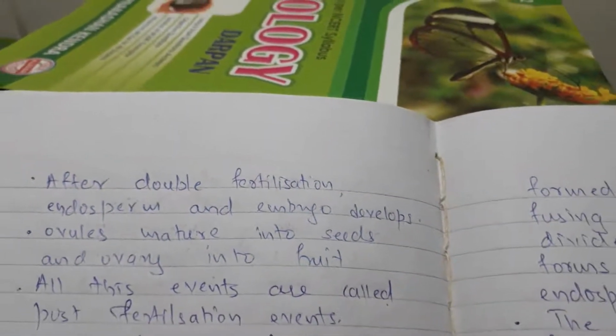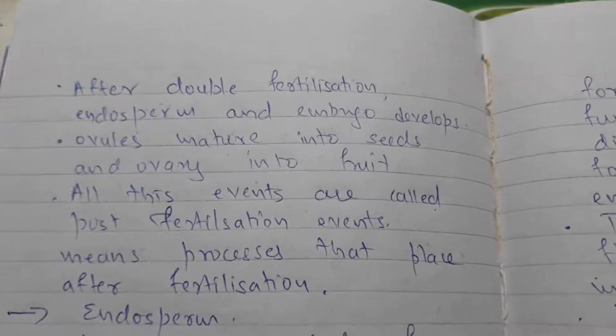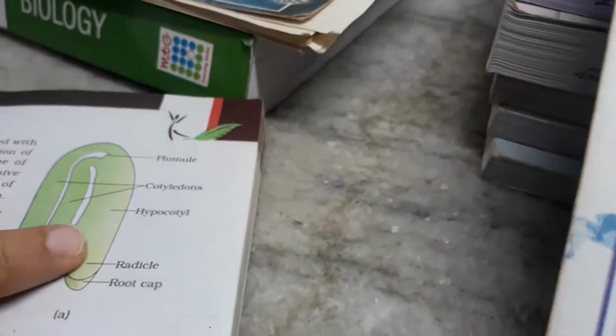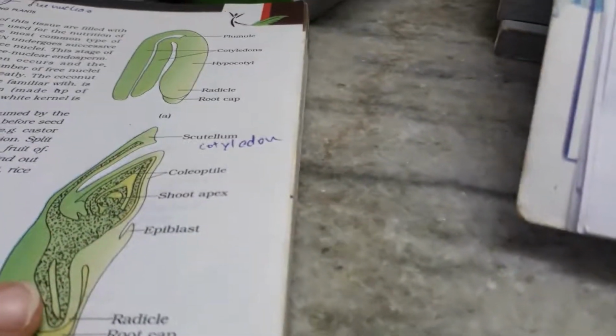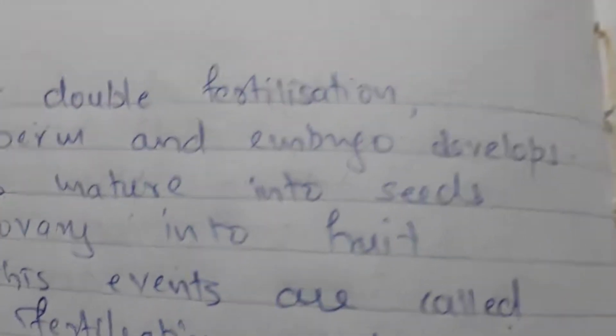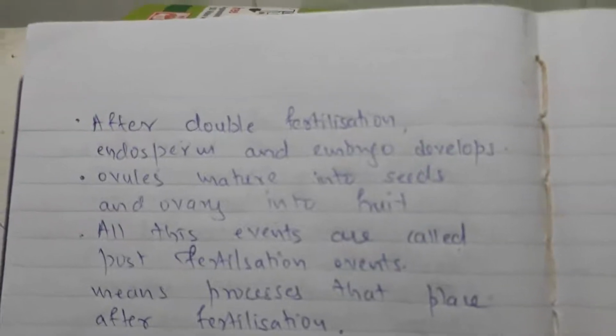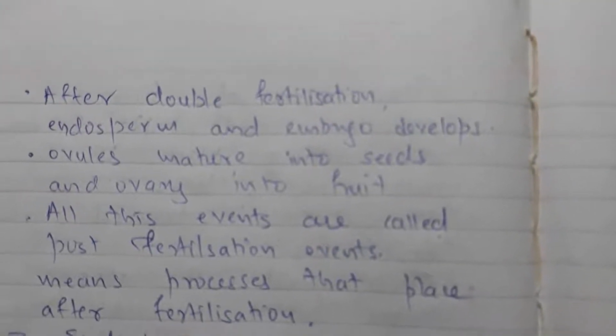So ready for the new subtopic which we are beginning. The diagrams are on page number 35. Here this and this, this is for the dicot. This is for the monocot. Now after double fertilization, endosperm and embryo develop.